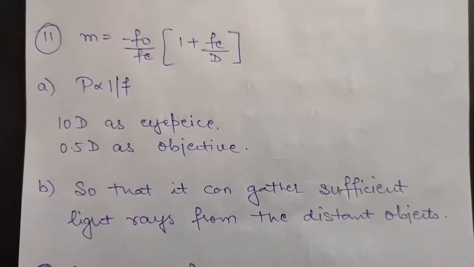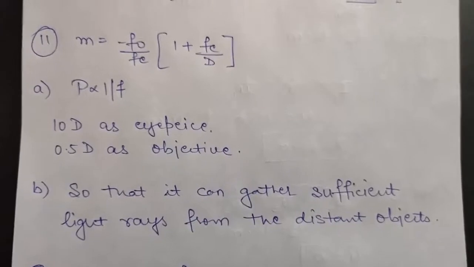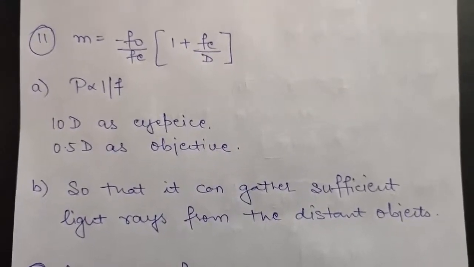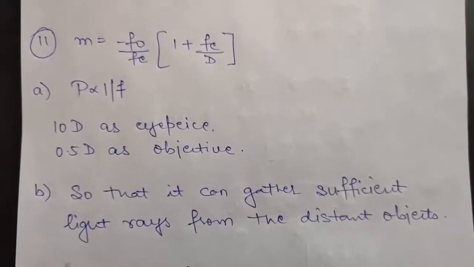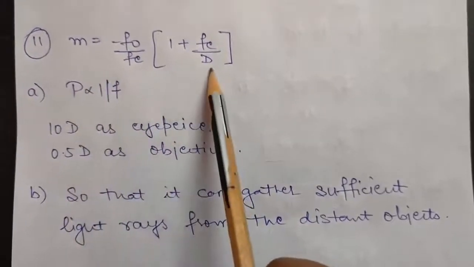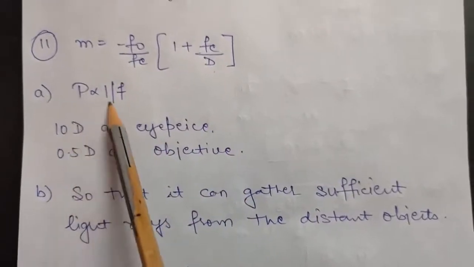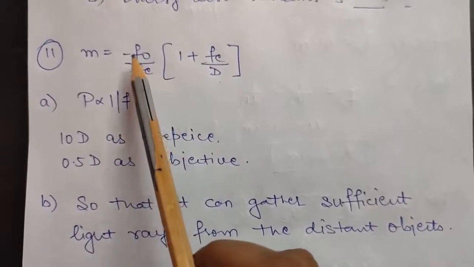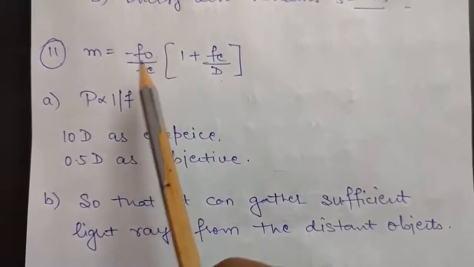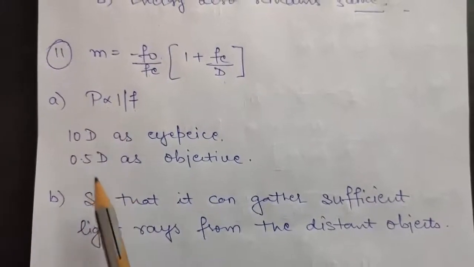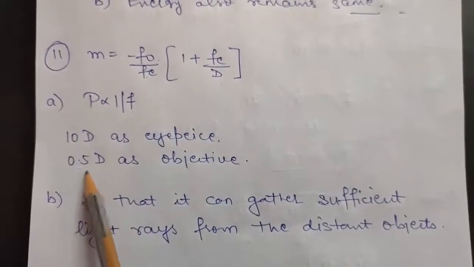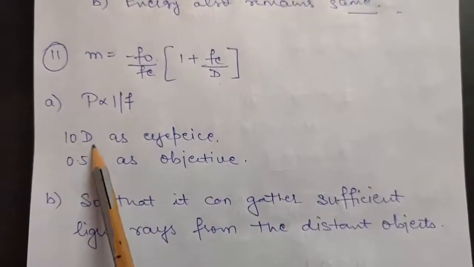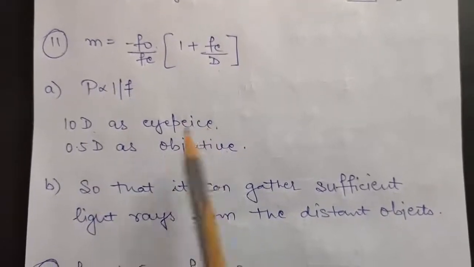Next is question number 11. In that you are given 3 lenses of different power, and you are asked in the first part which lens you will use as the eyepiece and which one you will use as the objective. As you know the formula of magnification for a telescope, and you also know power is inversely proportional to focal length, from here we want an objective which has a high focal length, or you can say which has the least power. So that means the 0.5 diopter lens, that is the least power lens, will be used as the objective, and the maximum power lens, that is 10 diopter, will be used as the eyepiece.